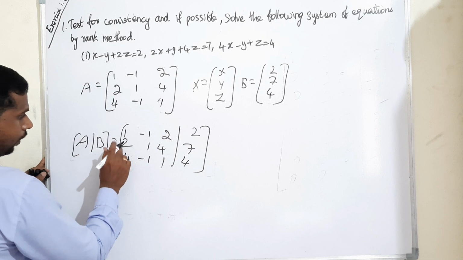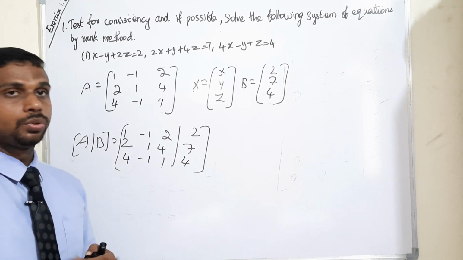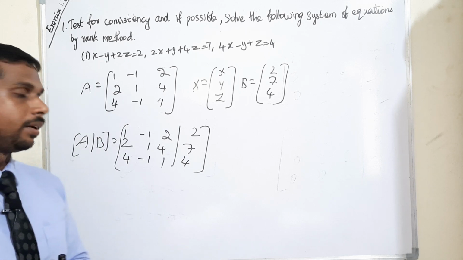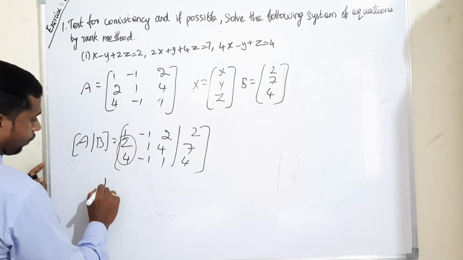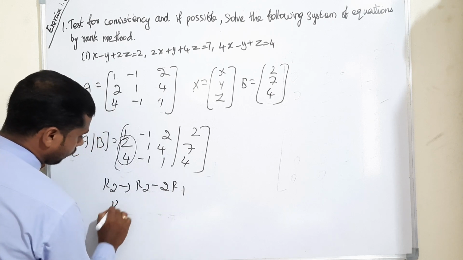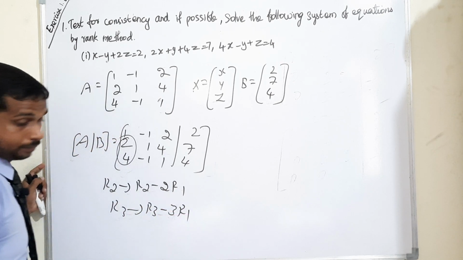Next, what we have to do? You have to utilize the row echelon form. That is, reduce the augmented form to row echelon form. How to apply the row echelon form? Starting with the non-zero digit, under the 2 term, that is 2 and 4, we have to make 0. R2 gives R2 minus 2 into R1. Again, R3 gives R3 minus 3 into R1.